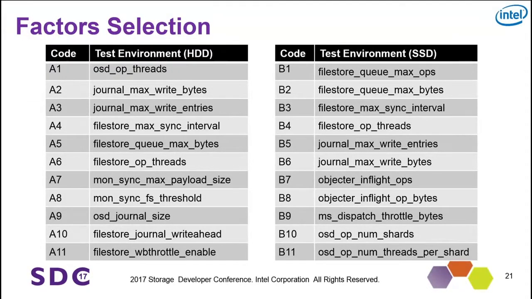So these are the factors or variables I tested. All of these are Ceph parameters. I talked to the engineers who work on Ceph a lot, and they provided me the list of variables that I should investigate. I also coded them as A and B, to simplify the explanation later.